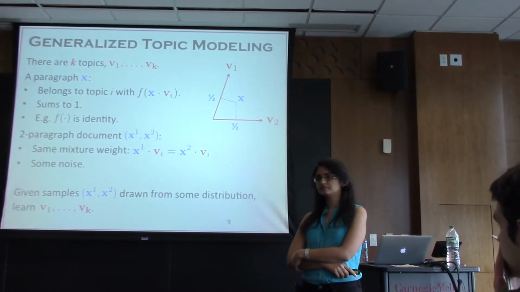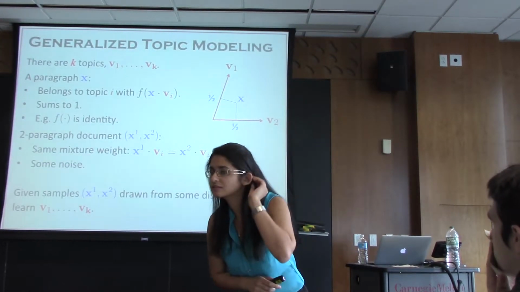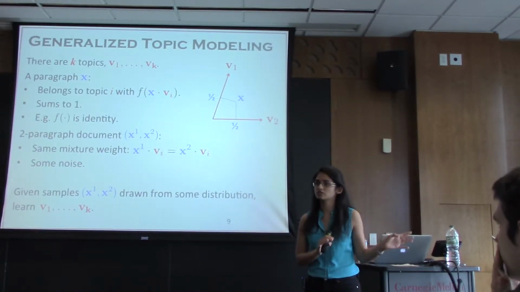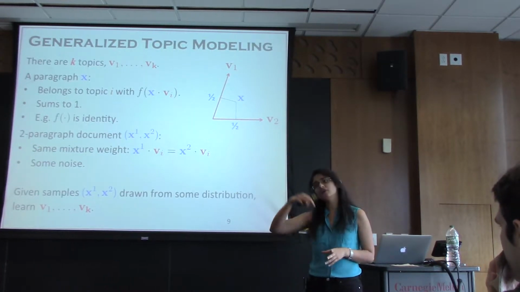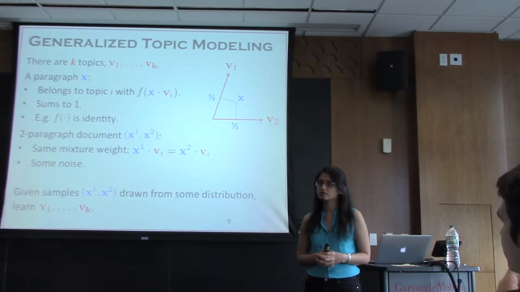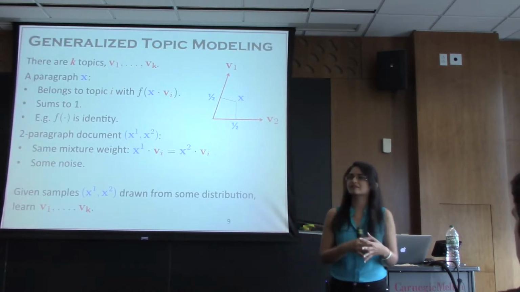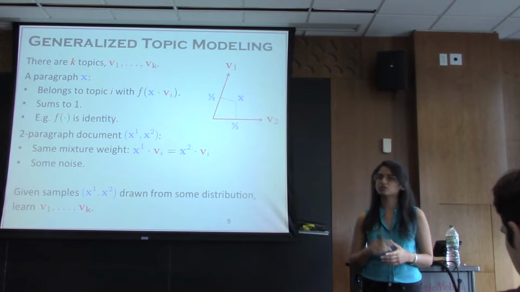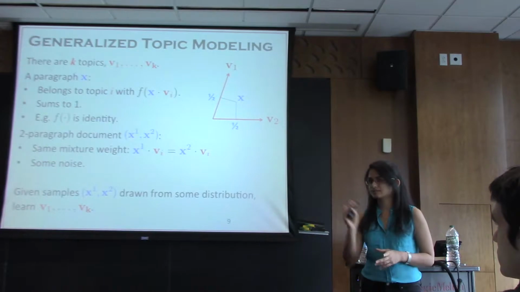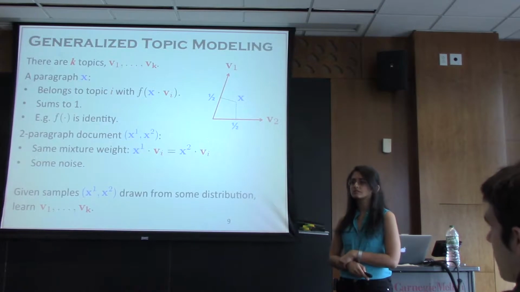Can you go over the same mixture weight assumption and what that means? Yeah, so it means, for example, if I had a paragraph that was 90% about one topic and 10% about the other topic, every other paragraph in that document is also 90% about the same topic and 10% about the other topic. So if you're making a document that's 10% about topic 1 and 90% about topic 2, every paragraph has more or less the same makeup. Because there's some noise as well, right? And some noise. We can deal with some noise, that's true. But that's what the assumption is.